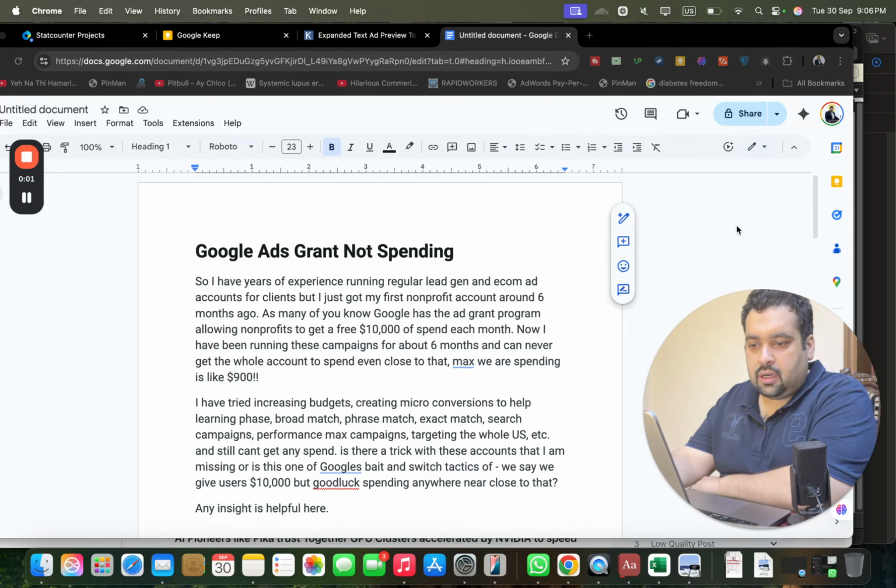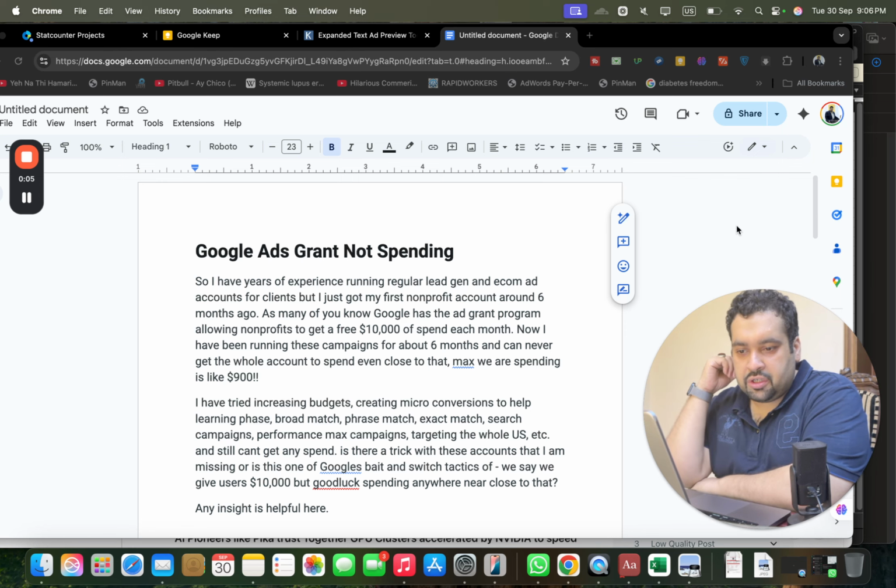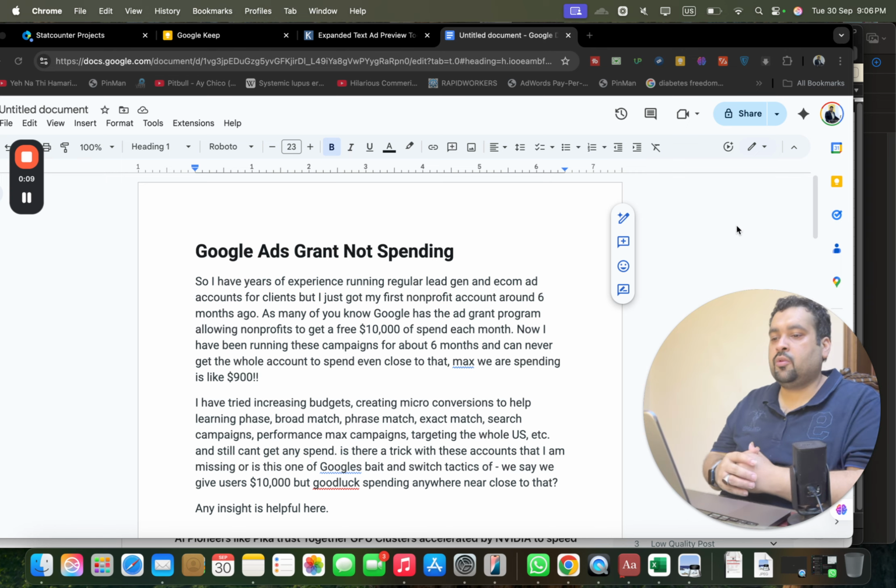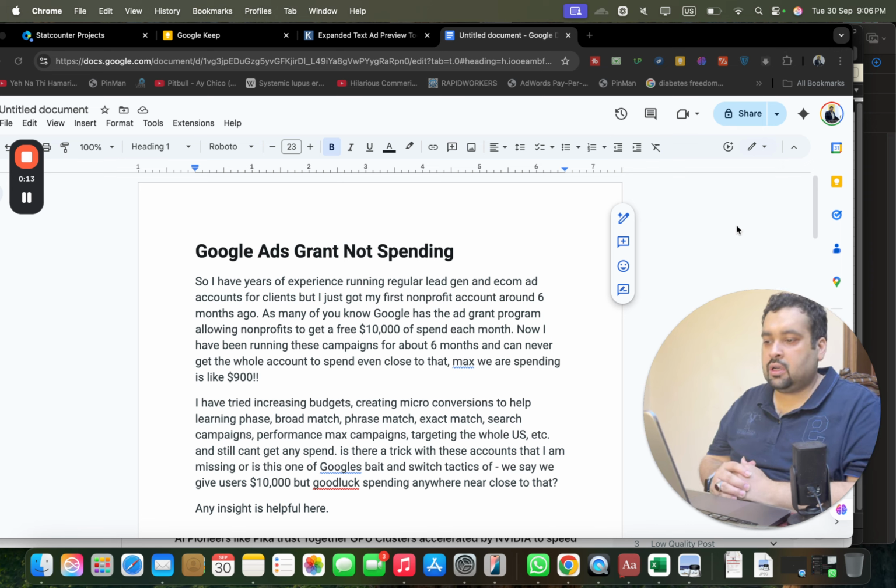Google Ads grant not spending. So I have years of experience running regular lead generation and e-commerce ads accounts for clients, but I just got my first non-profit account around 6 months ago. As many of you know, Google has the ad grant allowing non-profits to get a free $10,000 of spend each month. Now I've been running these campaigns for about 6 months and can never get the whole account to spend even close to that. Maximum we are spending is $900.